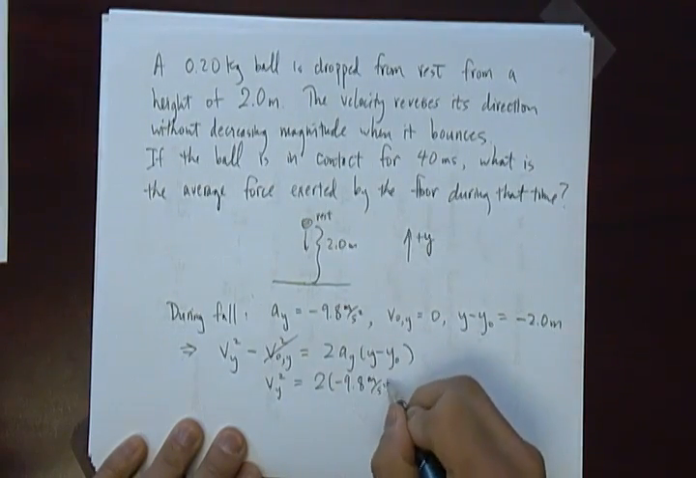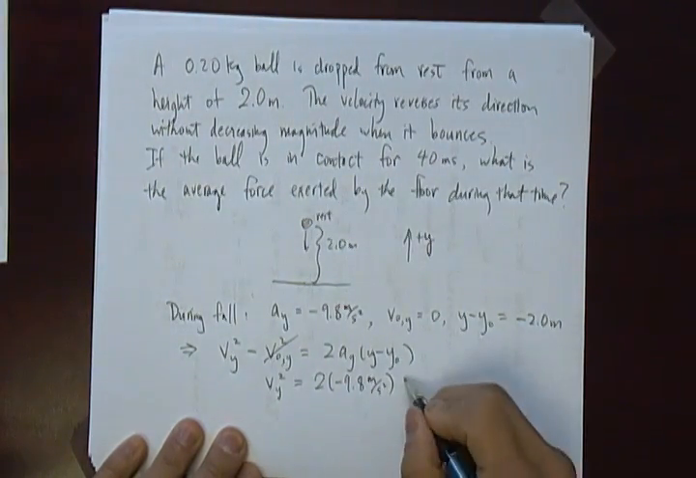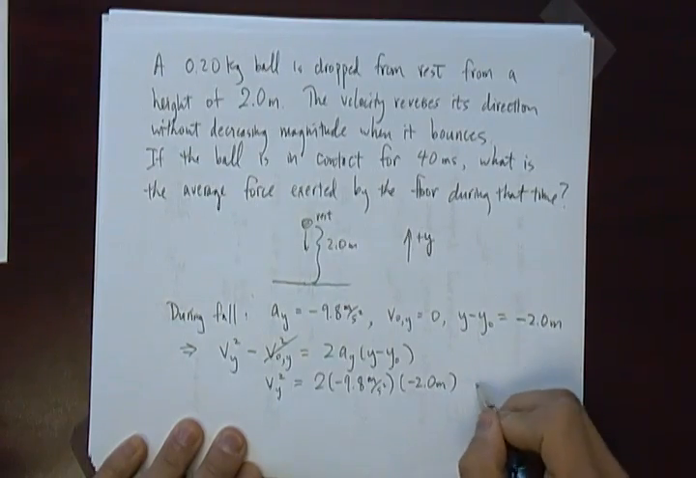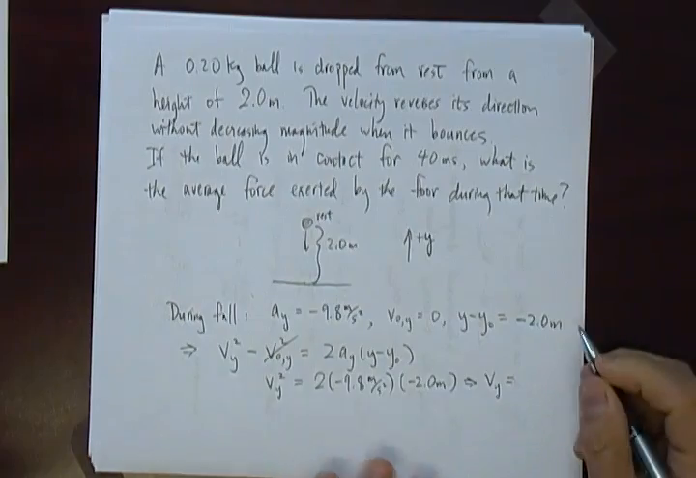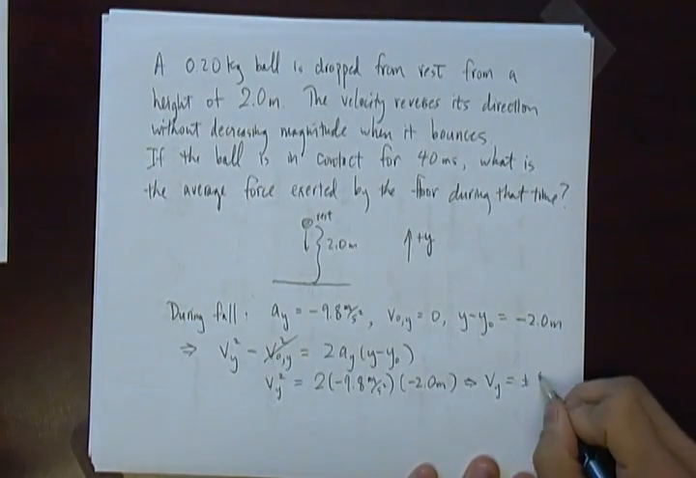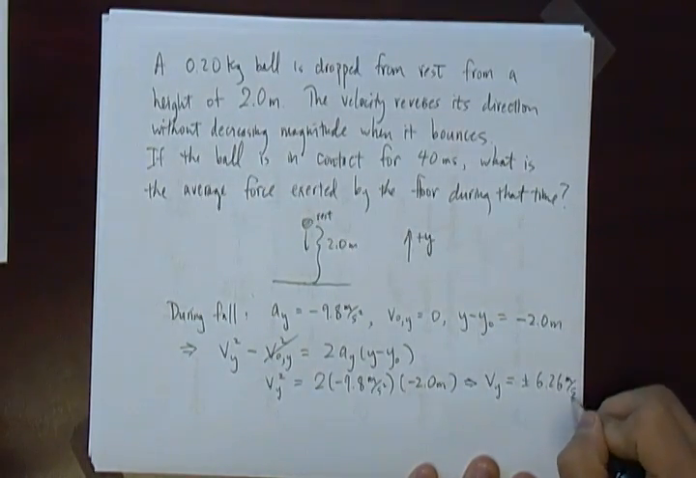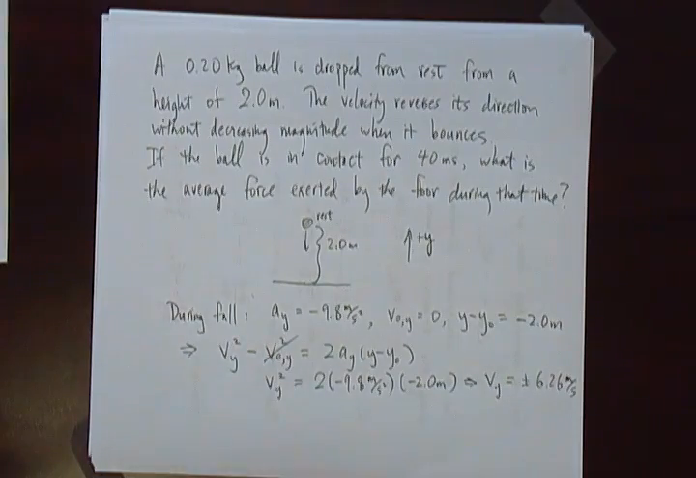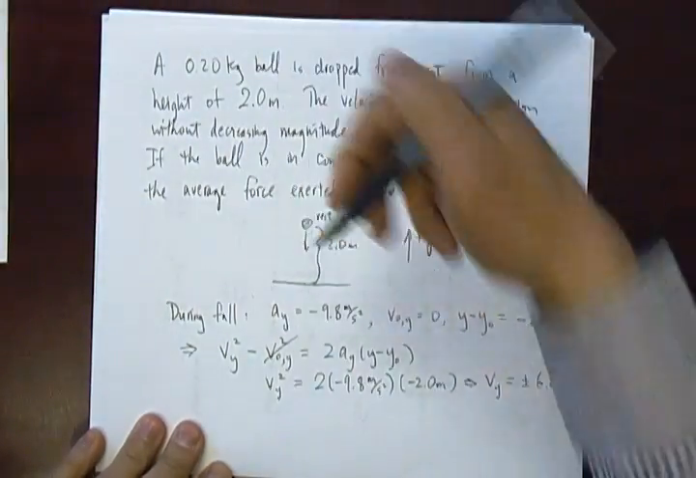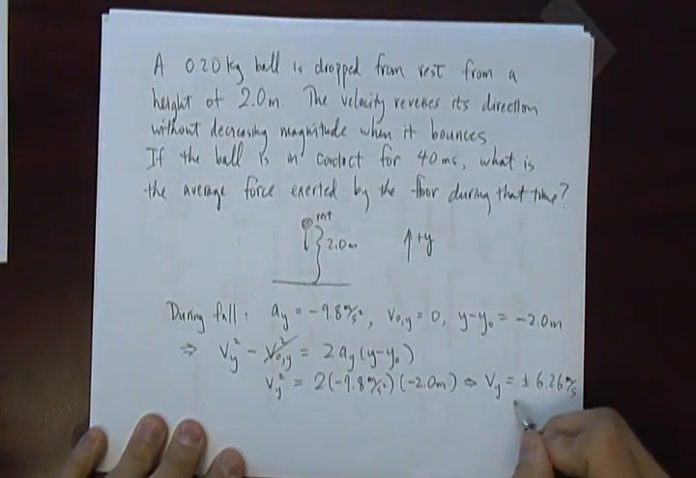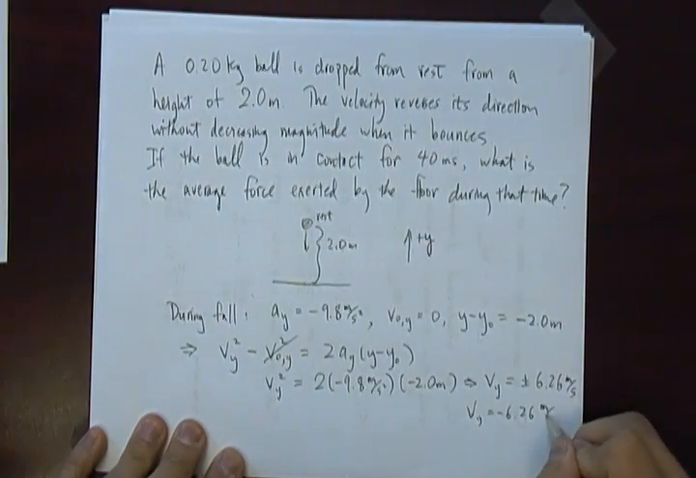Y minus y0 is negative 2. And so we get vy is equal to plus or minus 6.26 meters per second. Okay? Now, just before it bounces, it's going downwards, so you can figure out that the sign should be vy is equal to negative 6.26 meters per second.